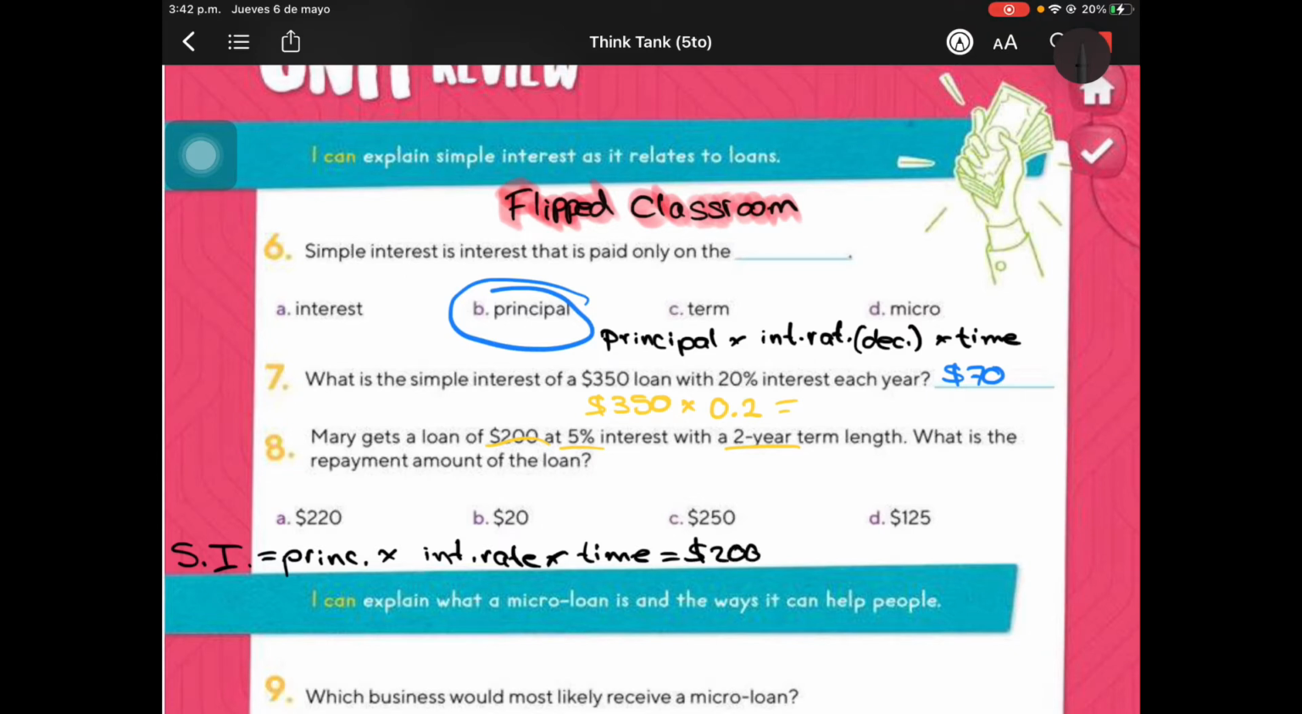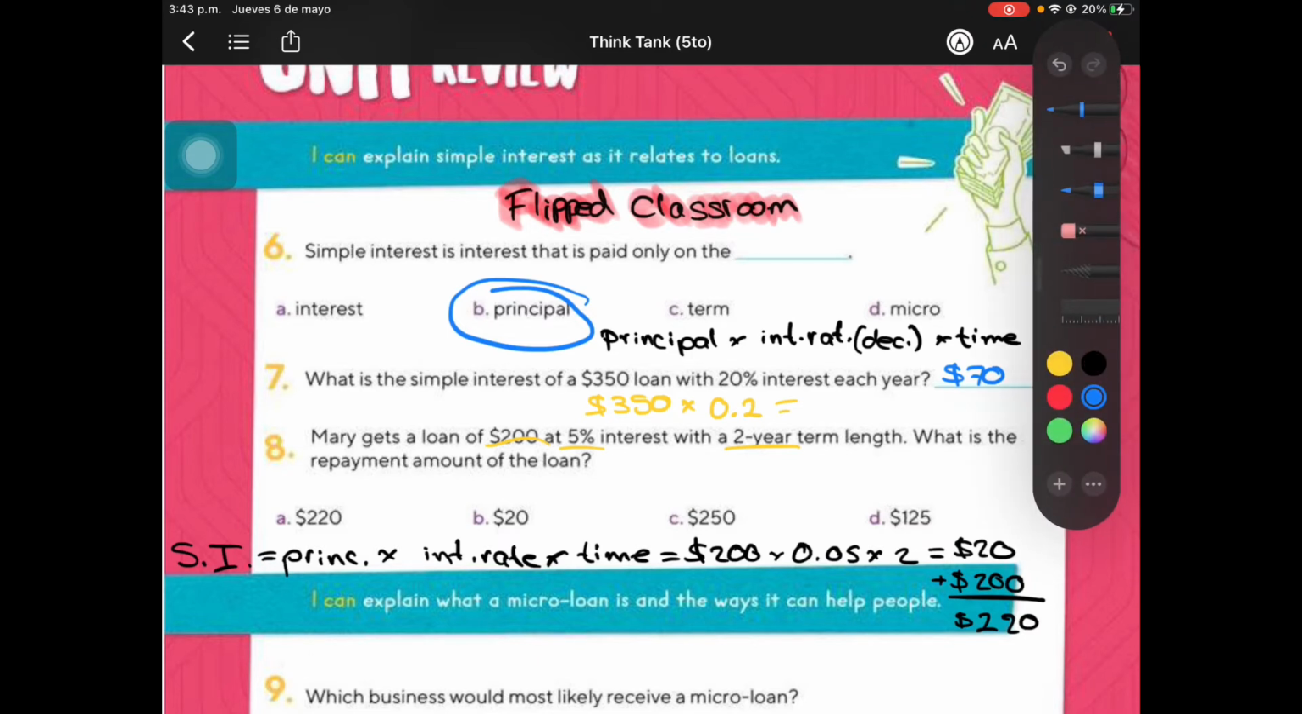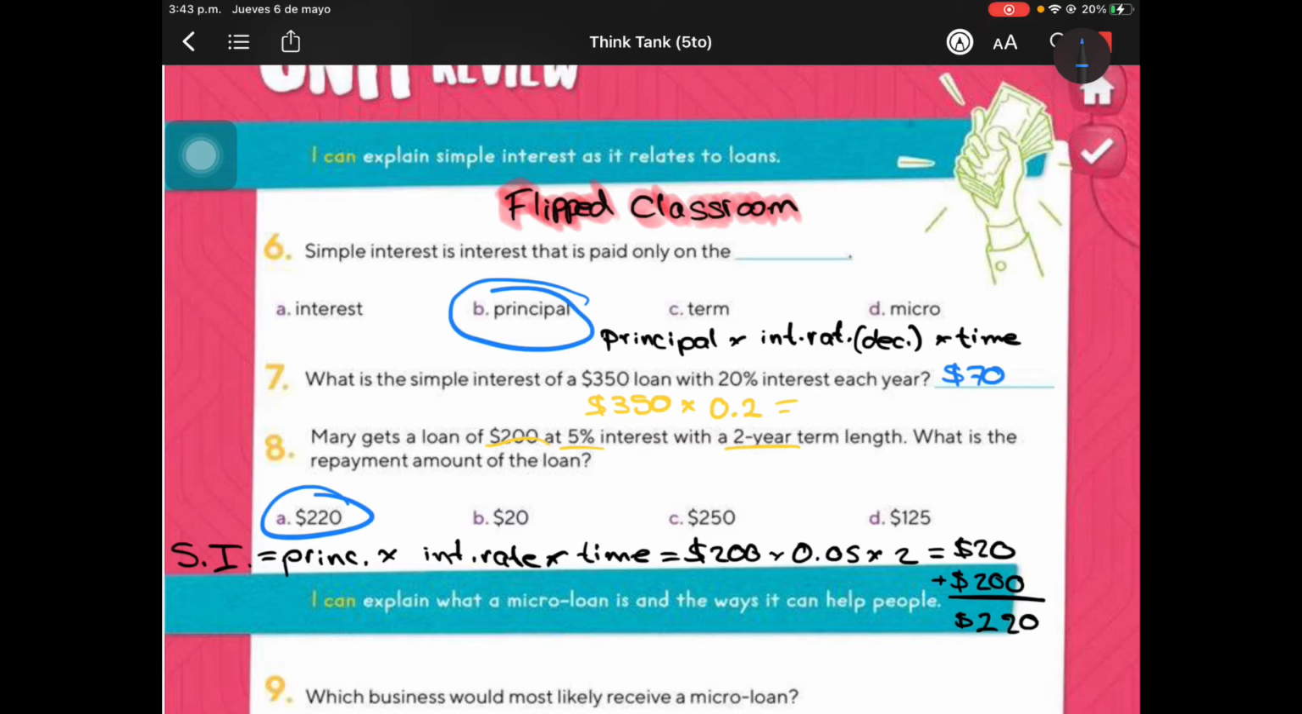$200 times 0.05 times 2. If you enter this into the calculator, 200 times 0.05 times 2, this will equal $20. But that is just the simple interest. We need to add the principal, which, as you remember, is $200. So this will give us the repayment amount, which is $220. That is how much you are going to have to pay back at the end of this loan, $220.